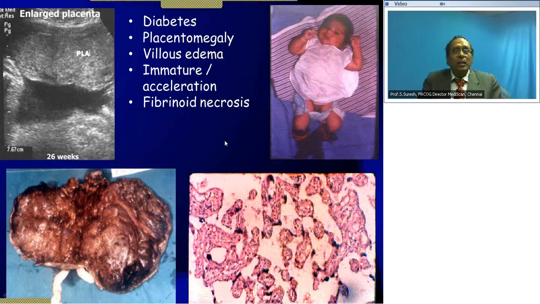Right. Now, here's a diabetes, that could be placentomegaly.